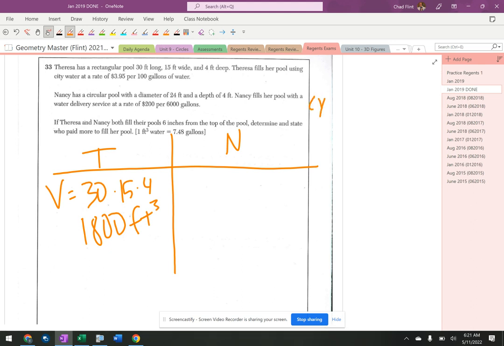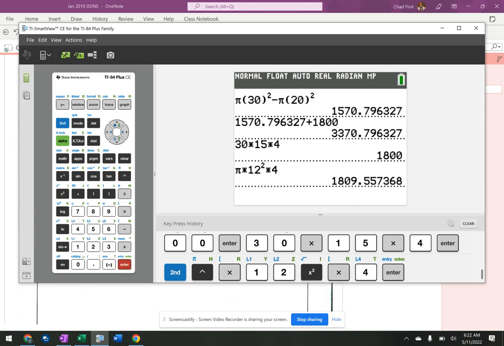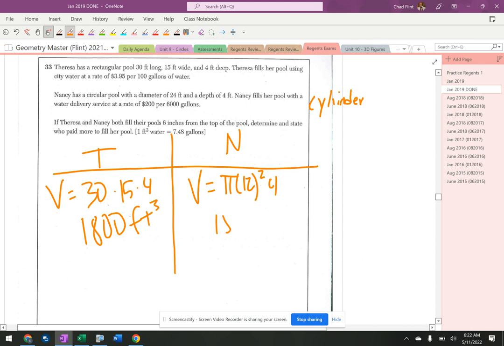This one's a cylinder. If you're not familiar with pools, that might be tricky to figure out. The volume of a cylinder is pi r squared times the height. So pi times 12 squared times 4 is 1809.557.